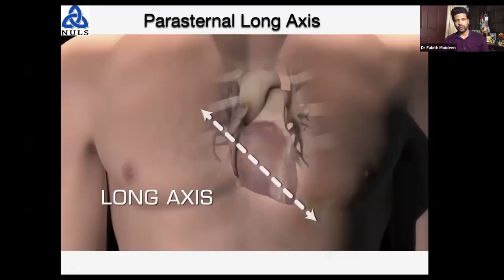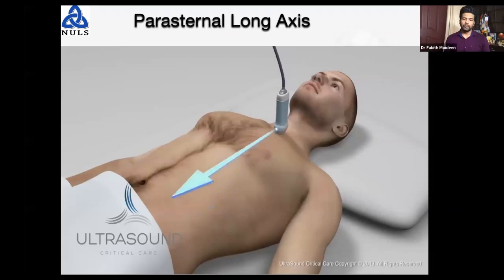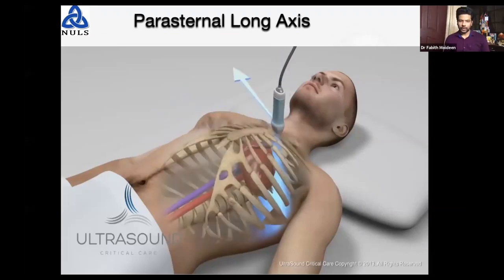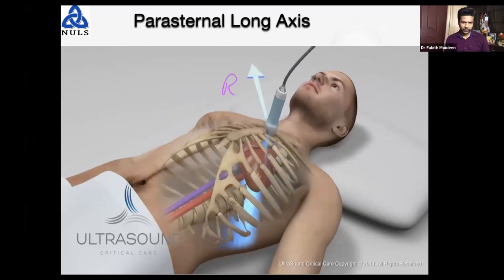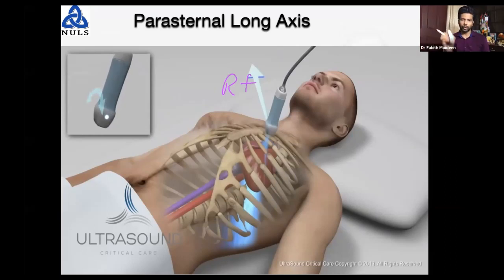Okay, so this is what I was trying to tell you. When you're doing a long axis view, you are actually cutting the heart in a long axis like that. Okay, and then how are you going to do this? Now, this is important. You have to keep the probe, the pointer towards the right shoulder. So this is the right shoulder of the patient, and then you keep the pointer to the right shoulder. This is very, very important. Hold the probe to the right shoulder and keep it parasternally.